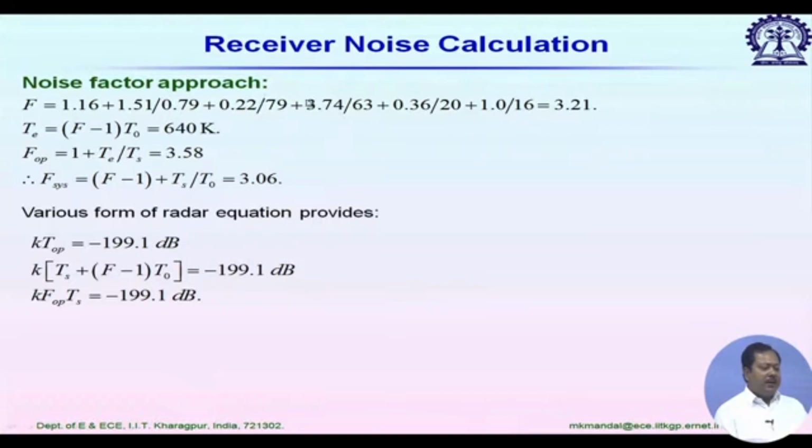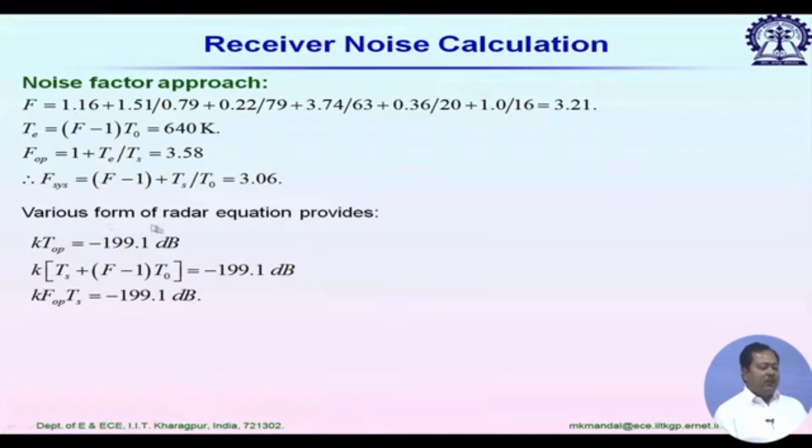Next, the noise factor approach. We have the values, simply put the values in the equation, and the equivalent noise factor comes to 3.21. From this, if I calculate TE using the previous formula, F minus 1 into T naught, it is equal to 640 Kelvin. So F operating is 1 plus TE by TS. Putting TE equal to 640 and TS we calculated as 248, it comes to 3.58. So F system for the given temperatures, F minus 1 plus TS by T naught, comes to 3.06.